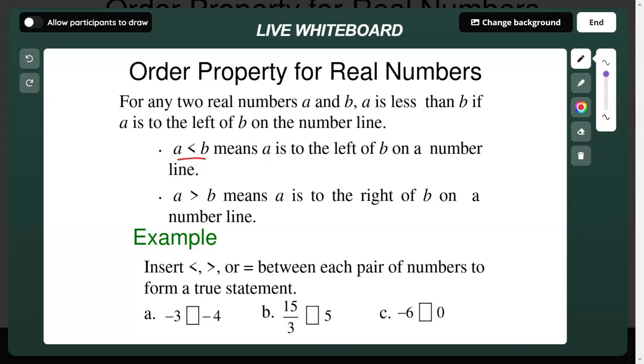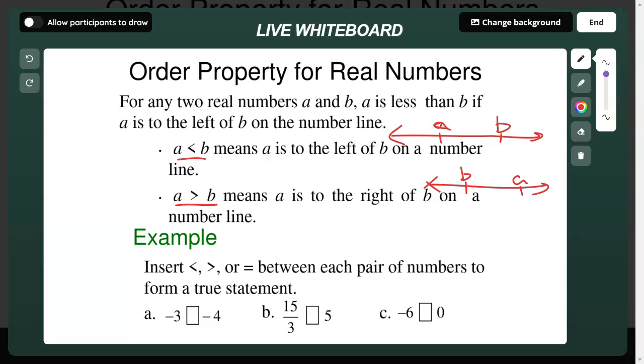It gets a little kind of backwards when we're dealing with negative numbers. So I have a number line, and I have the number A, and I have the number B. If A is to the left of B, then it's less than B. If A is greater than B, then A is going to be to the right of B on the number line. So that's our order property: where are they in relation to each other on the number line. Less than to the left, greater than to the right.